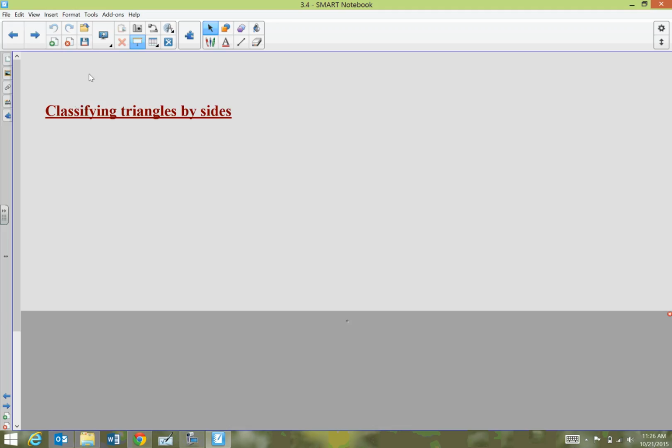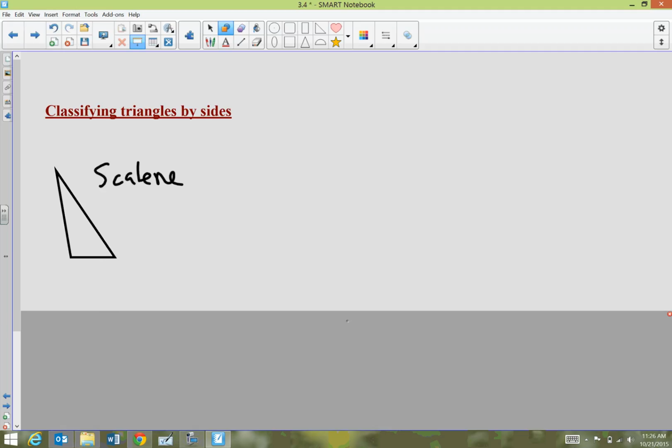There are two different ways that we classify triangles. We can classify triangles according to sides and according to angles. There are three classifications by side. The first classification by side is called scalene. A scalene triangle has no congruent sides.